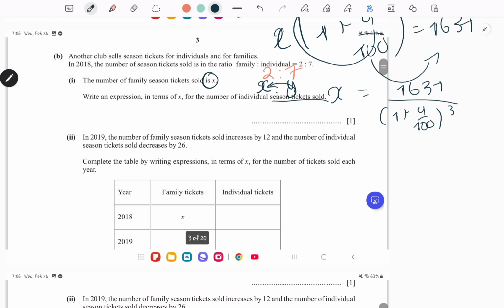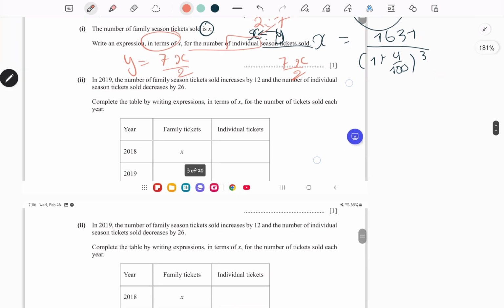So we need to find y. They are looking for y. So an expression in terms of x, okay? To find the number of individual season tickets sold, which is y, it is gonna be equal to the cross multiplication. So that is 7x over 2. So y is equal to 7x over 2. Very simply, this is what they're asking.